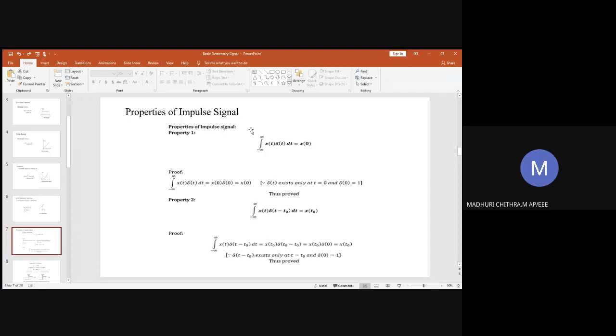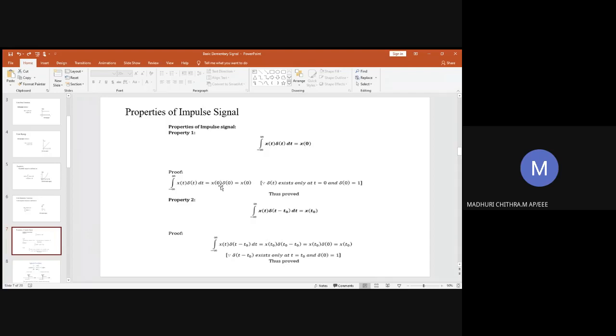The first property is integration from minus infinity to infinity of x of t into del of t into dt equal to x of 0. The proof is attached here. The integration from minus infinity to infinity of x of t del of t into dt, for example, for t we are giving 0. So x of 0 into del of 0, equal to x of 0. Why are we getting only x of 0?